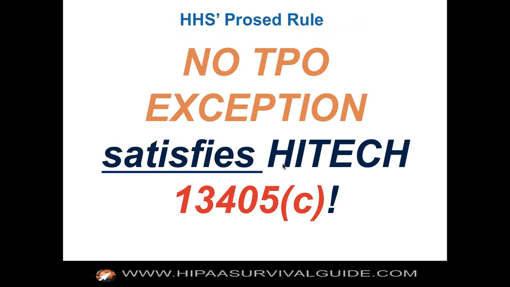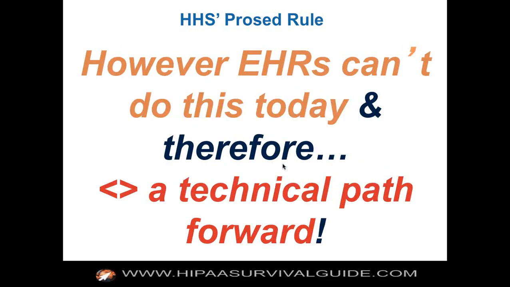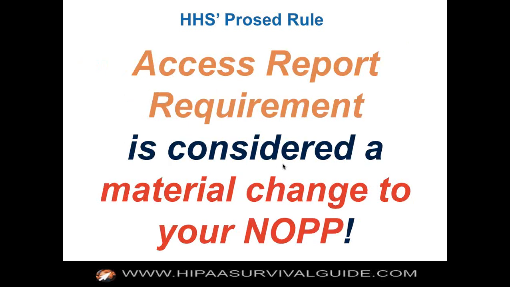TPO is not accepted. It was accepted by default under the disclosure rule because they gave you a list of where you had to disclose, and they didn't include TPO, which is really a confusing way to go about doing this just from a regulatory perspective. The intent here is that EHRs can or will produce the access report via automation. However, EHRs can't do this today, therefore no technical path forward. That's essentially what the Tiger team found.